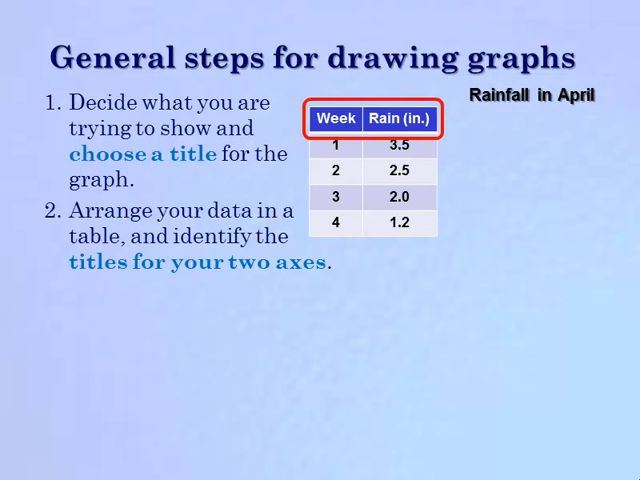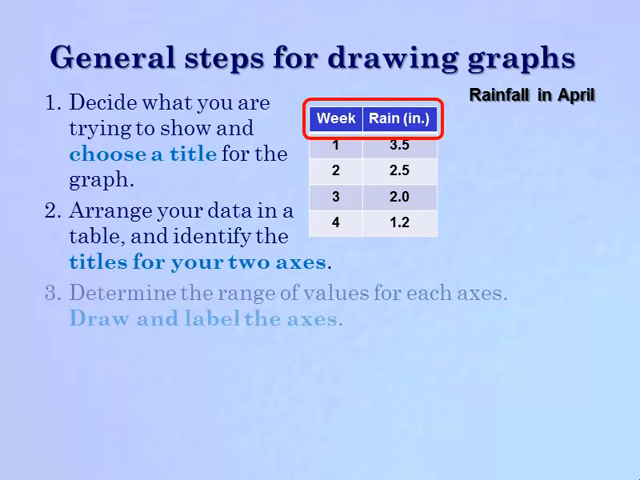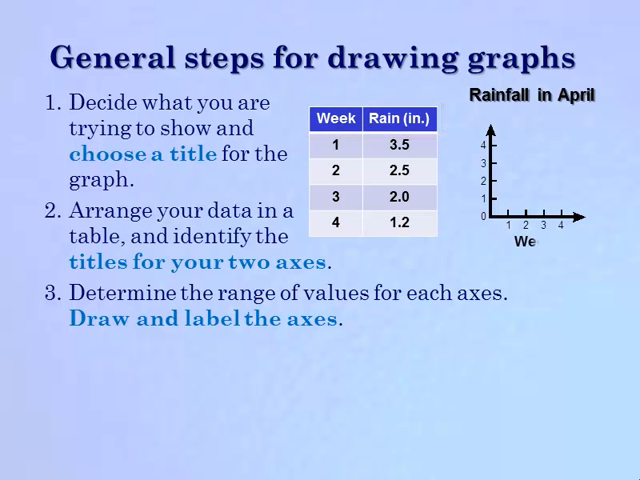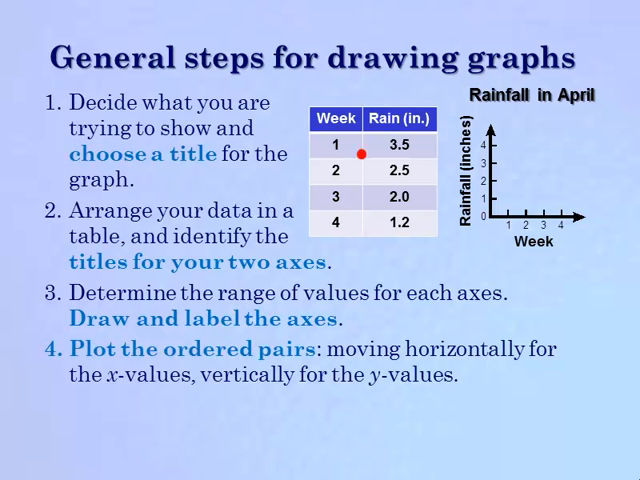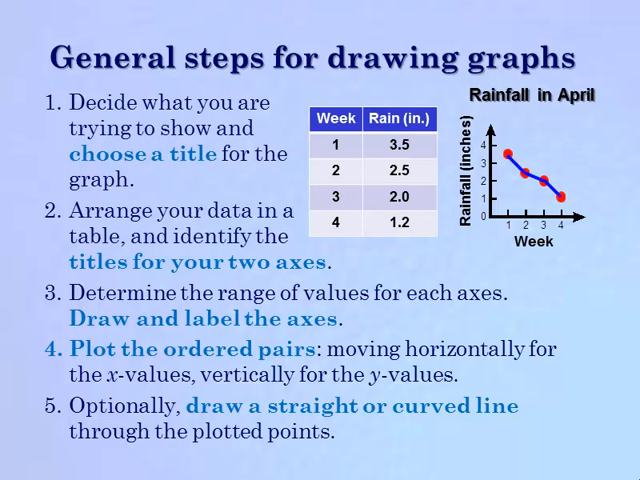So we look at our data and we have weeks and numbers of inches of rain each week. So that'll identify our two axes in our graphs. So we'll determine which one should be X and which one should be Y. So we're going to label week as the x-axis and rainfall as the y-axis. So we plot the ordered pairs one at a time, going over the x values and up the y values. And we'll draw a straight line or a curved line through the plotted points. Sometimes you draw a best fit line.